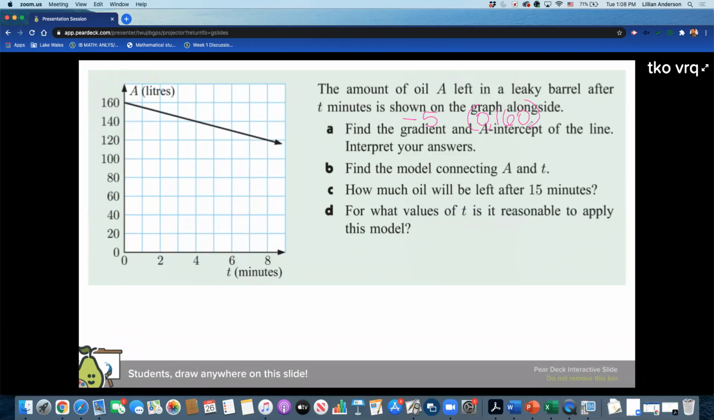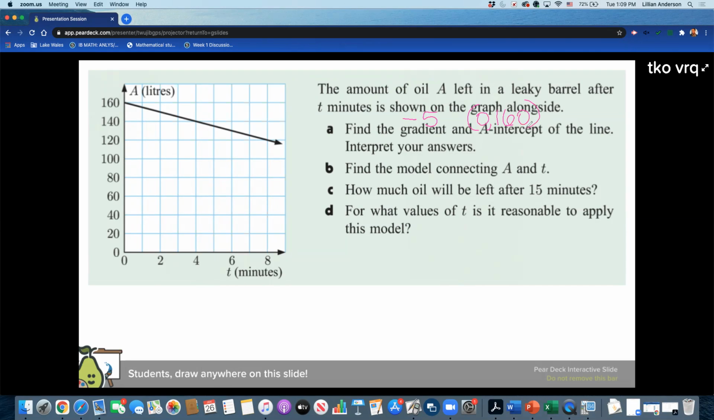And interpret your answers. First off, if the gradient is -5, and you're trying to interpret this in context of the problem, you have to look at the fact that we're talking about a barrel. What's the barrel doing? It's leaking, which makes sense because if it's leaking, my slope should be negative. So that -5 means the barrel is leaking how much oil? 5 liters every, there you go. So that -5 represents the barrel is leaking 5 liters of oil per minute. That's exactly how you would interpret that answer.